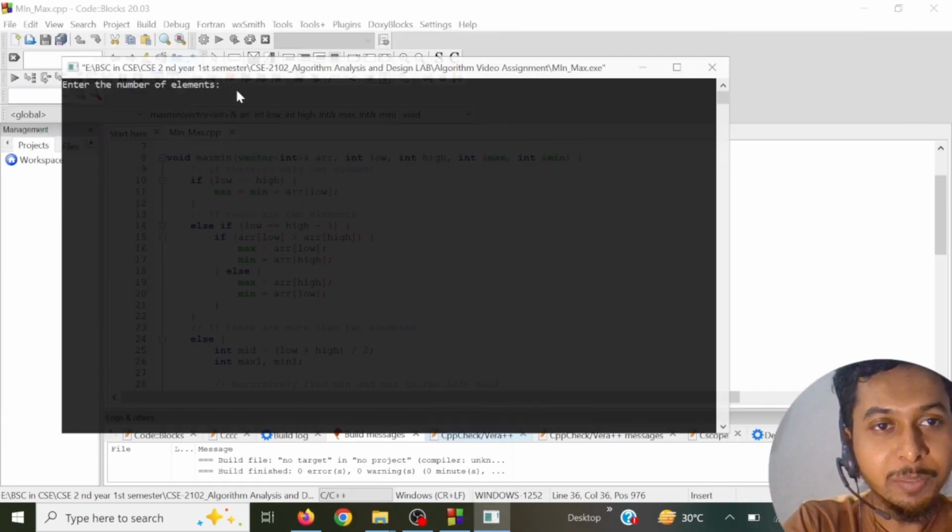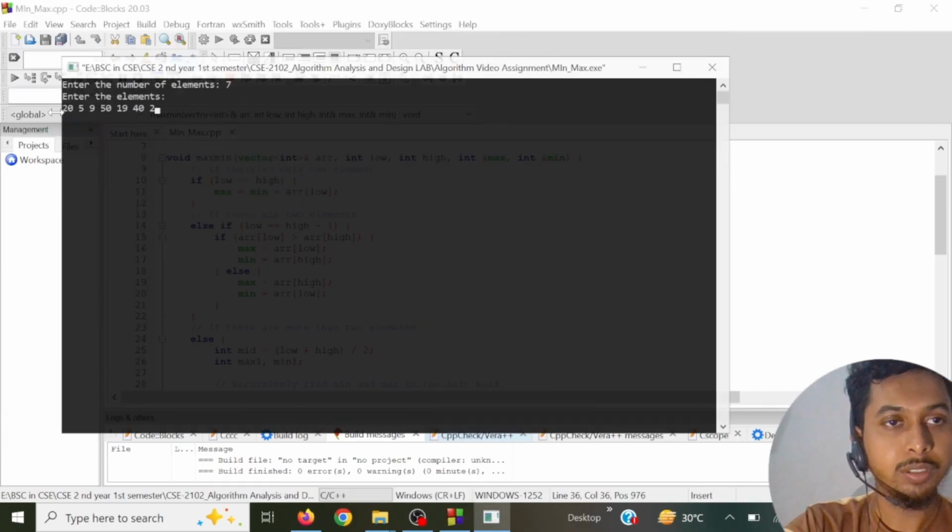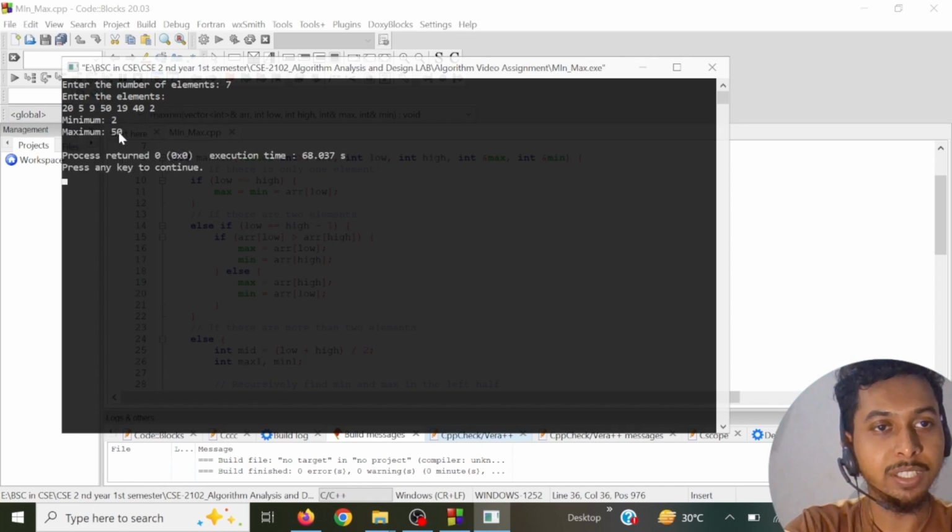Enter the number of elements. This is 7. Paste it. There are 7 elements, and click enter. And the minimum is 2 and the maximum is 50.